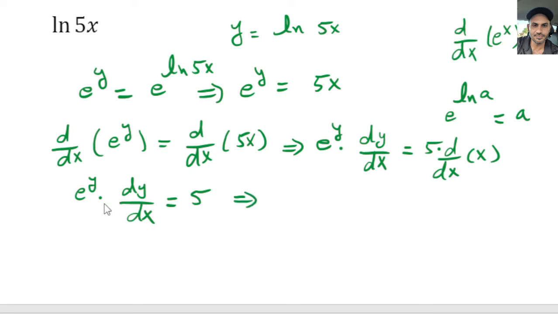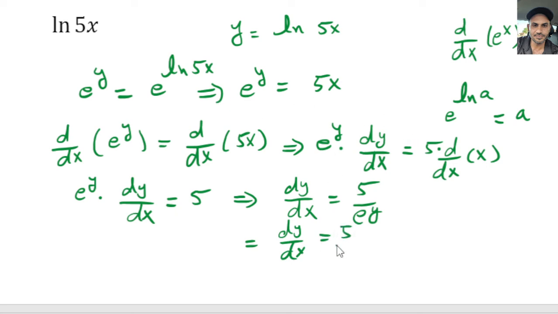Then we divide both sides by e to the y, so we get dy over dx equals 5 over e to the y. Then we make a substitution. We already solved for e to the y equals 5x, so it becomes 5 over 5x, and that is equal to just 1 over x. That's our final answer for this problem.